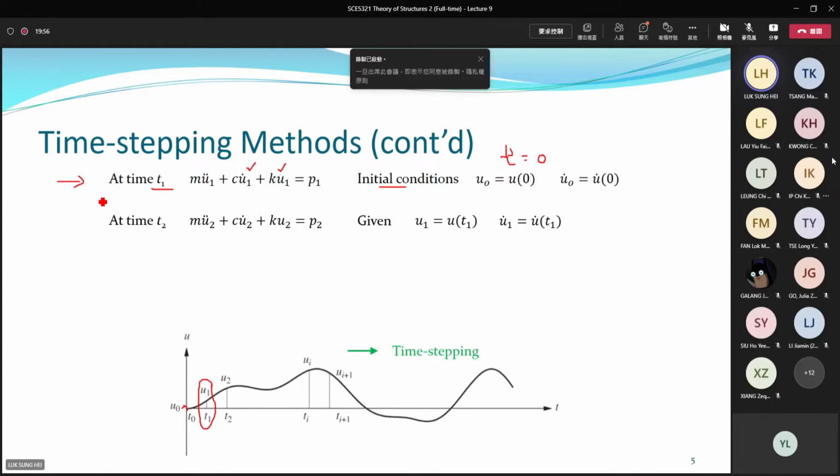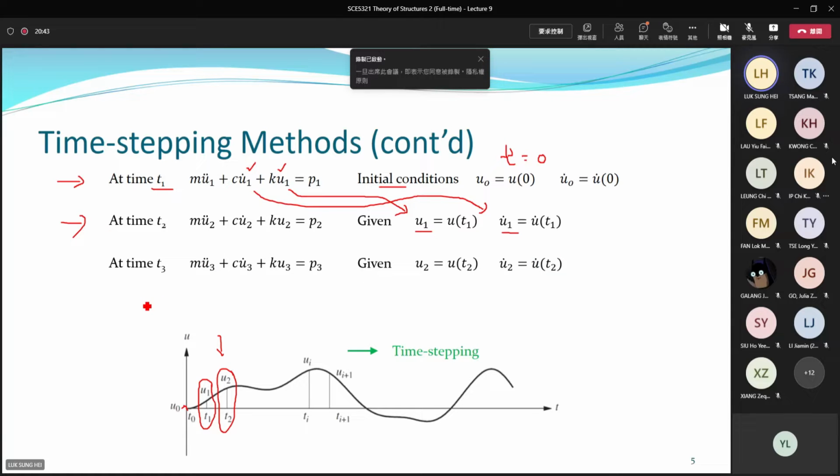After solving the first equation, you can jump to the next time step, T2. At time step 2, you know U1 and you know velocity 1, because they were solved in the previous equation, right? You have already evaluated what happened at time T1. So you can use the response at time T1 to predict what happened at time T2. That is what I mean by doing it step by step. You have to start from time equal to 0, T1, T2, T3. The previous response helps you to predict what happens next. So you can put down the equation for T3, T4, T5 up to Ti. This is the basic idea of the time stepping method.